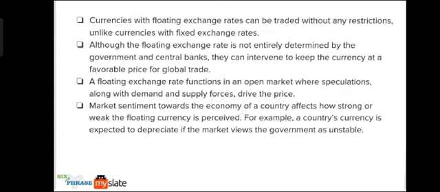A floating exchange rate functions in an open market where speculation along with the demand and supply forces drive the price. Market sentiment towards the economy of a country affects how strong or weak the floating currency is. For example, a country's currency is expected to depreciate if the market views the government as unstable.